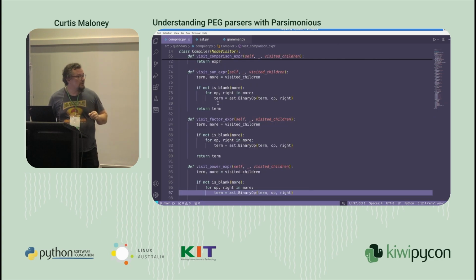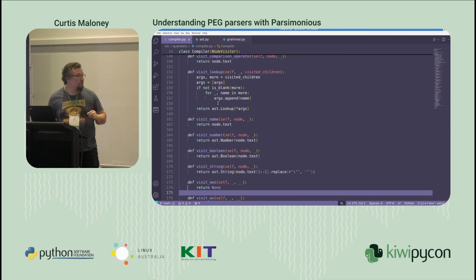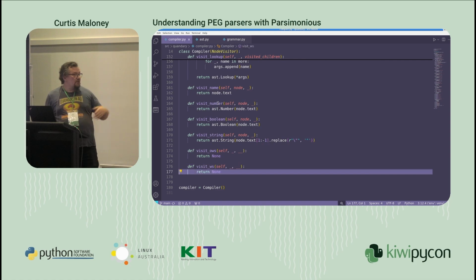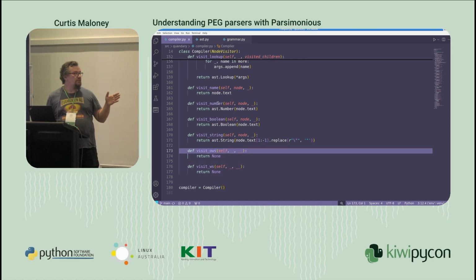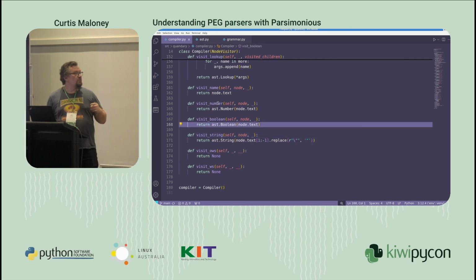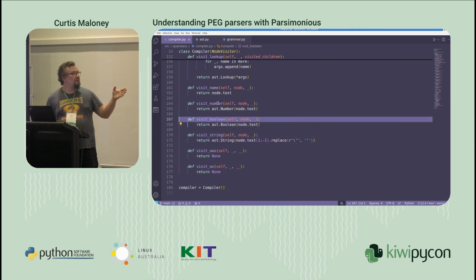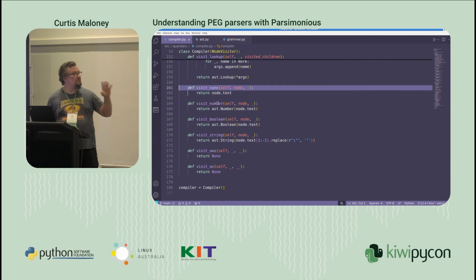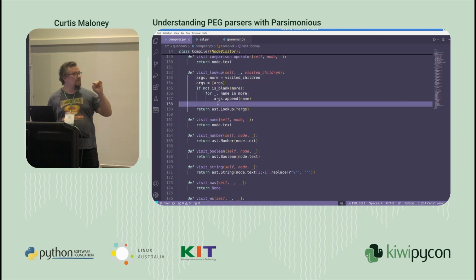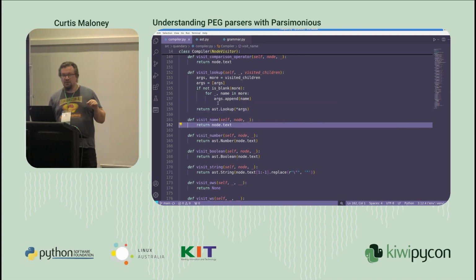So if we start down the bottom, when I visit whitespace, I return none. I'm not interested in whitespace. And same with optional whitespace. If I visit a string, I'm going to construct an AST string class, and I'm stripping off the quotes. If I visit a Boolean, I'm going to construct my AST Boolean class from the text. Numbers, names, all very much the same, because that's all they are. They are single token constructs.